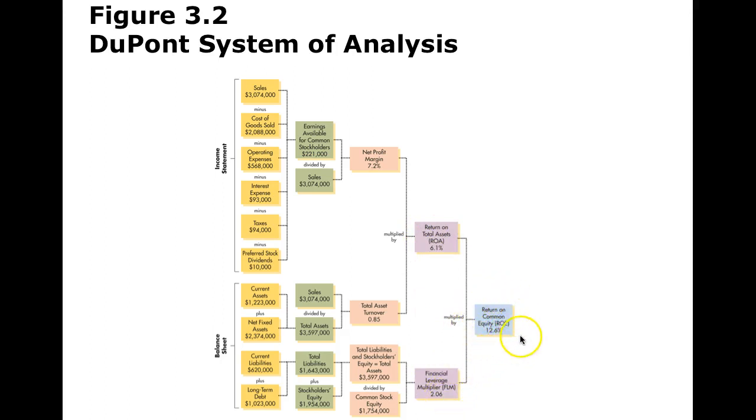So return on equity is sort of the king on the pyramid of the DuPont system, and return on equity is really, at the end of the day, how much money we're making based on the money we put into the company.